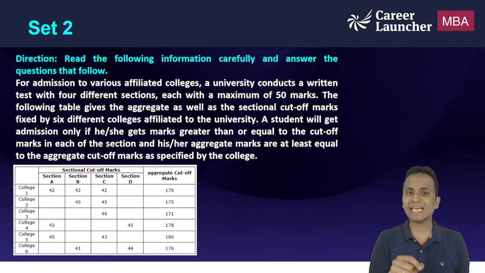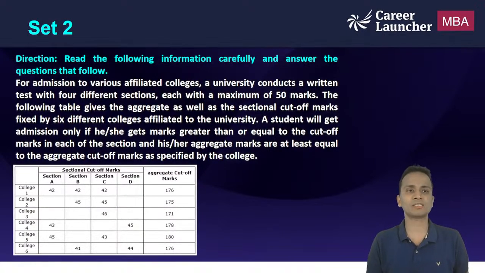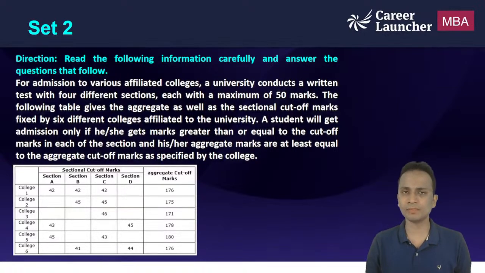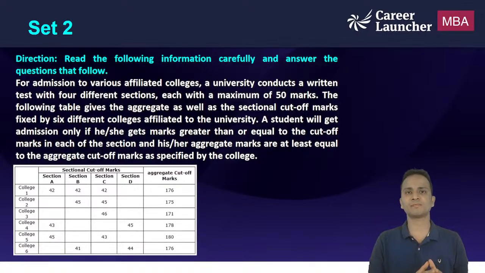Now this table gives the aggregate as well as the sectional cutoff marks fixed by 6 different colleges affiliated to this university. So let's think about 6 top IIMs. Each of these IIMs has a sectional cutoff as well as an overall cutoff, right? Now some data is missing from this table. A student will get admission only if he or she gets marks which are greater than or equal to the cutoff marks in each of the sections, and his or her aggregate marks are at least equal to the aggregate cutoff marks as specified by the college.